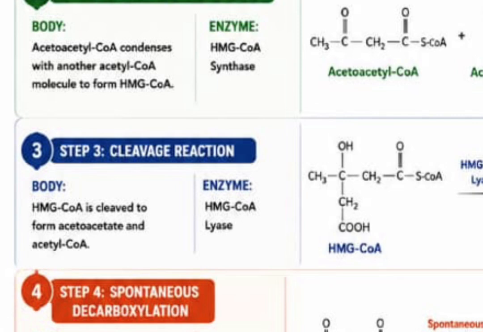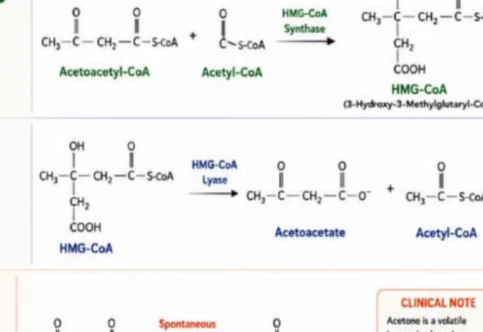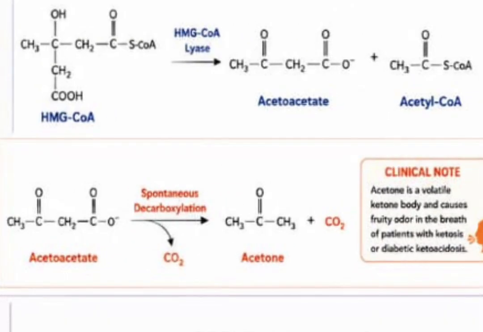And I've gotten my first primary ketone body. So what will now happen here? It will undergo what we call spontaneous decarboxylation by removing CO2. If I remove CO2 from acetoacetate, what will happen? I'll get acetone. So removal of CO2 by spontaneous decarboxylation gives what we call acetone.